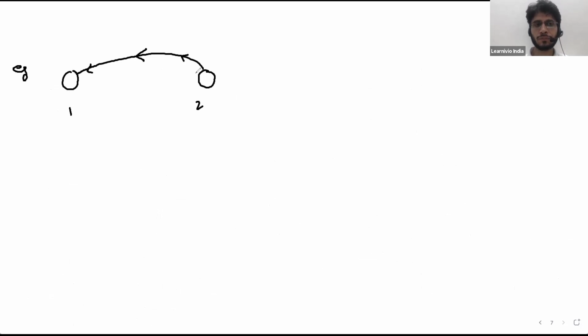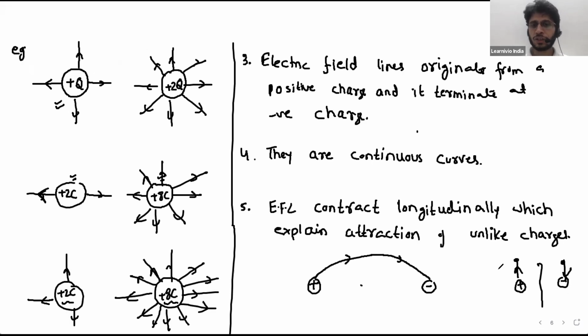2 is positive and 1 is negative. Good. 2 is positive and 1 is negative because field lines are originating from positive and they are terminating at negative. So it originates from the positive charge and it terminates at the negative charge. Okay, so this is how we decide attraction using field lines.